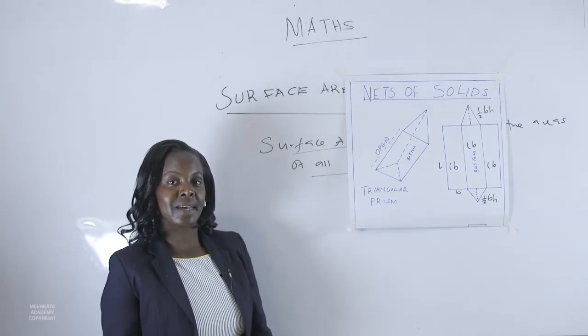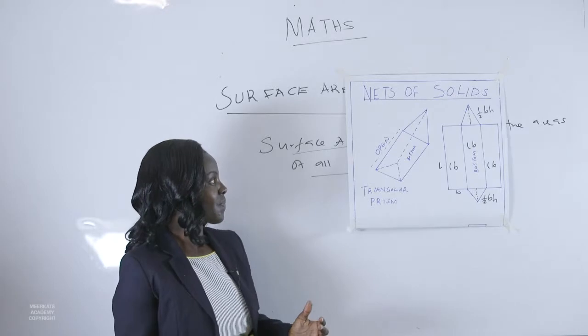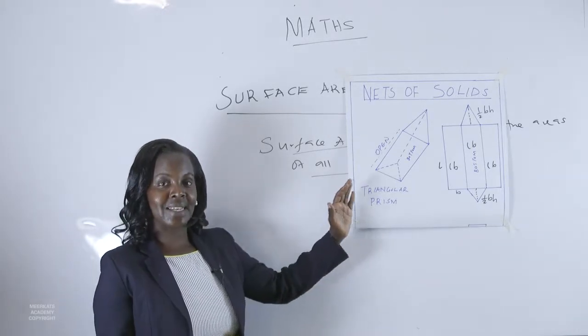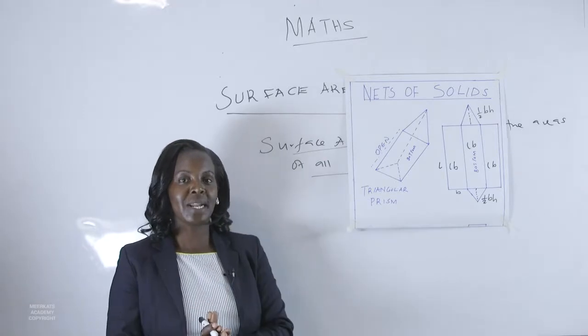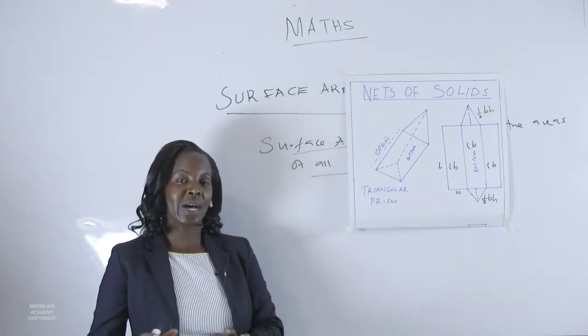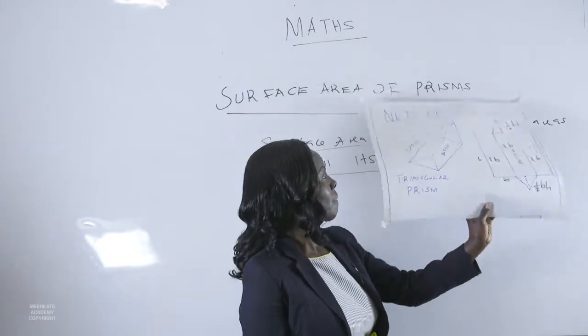calculating the surface area of the prism is that we can calculate the area of the prism without having necessarily to open up the prism into a net. In other words, we can take an example.